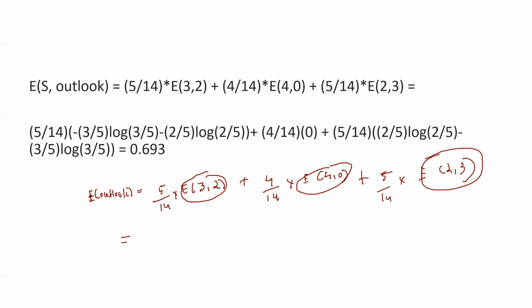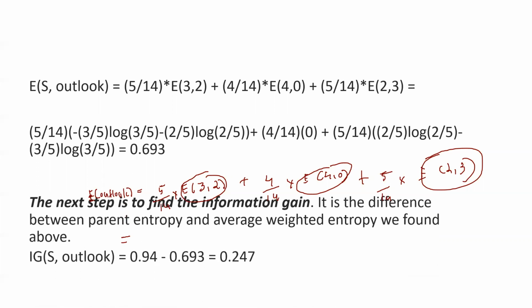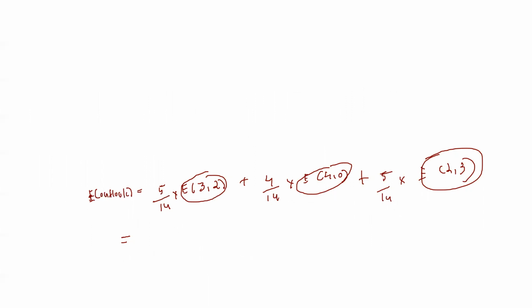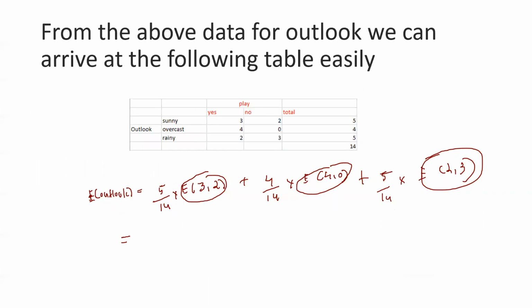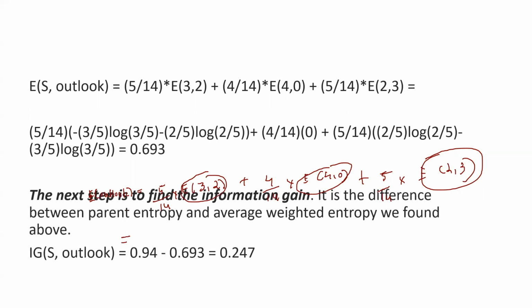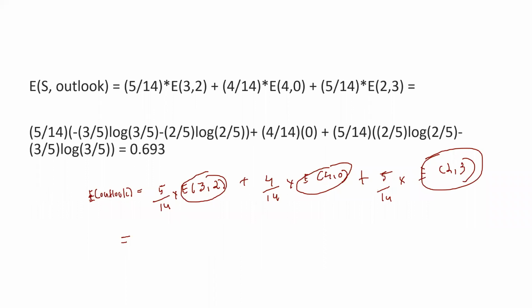This is not the overall entropy, there is one more step. But 0.693 is the answer we get for Outlook. The next step is we need to subtract the overall entropy we got previously. The overall entropy is 0.94. The entropy we got for Outlook is 0.693. Subtract: 0.94 minus 0.693 is 0.247. That is the IG, the information gain. So the information we can gain when we take Outlook as a node is 0.247. I repeat once again, this is very, very important.